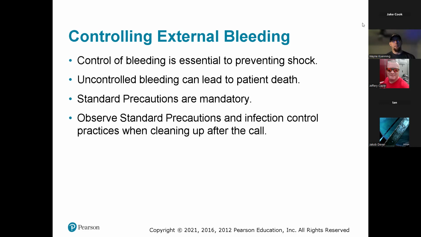Standard precautions are mandatory. I say if you don't wear glasses, some sort of face shield and gloves, but at a bare minimum, gloves. And then always, always, always wear gloves when you're cleaning up your apparatus and equipment afterwards, because that stuff gets everywhere you expect it not to be.